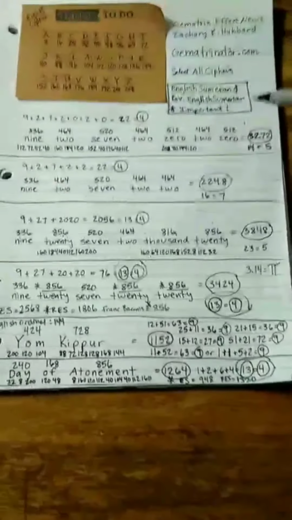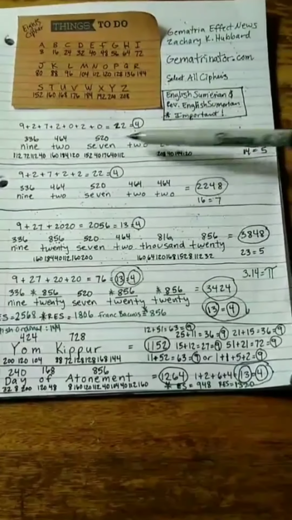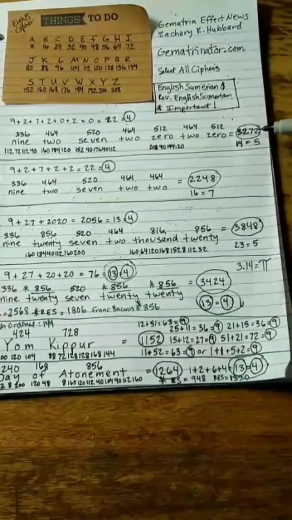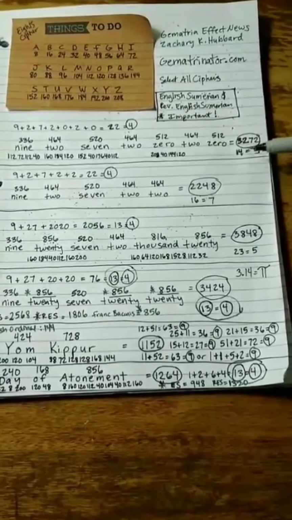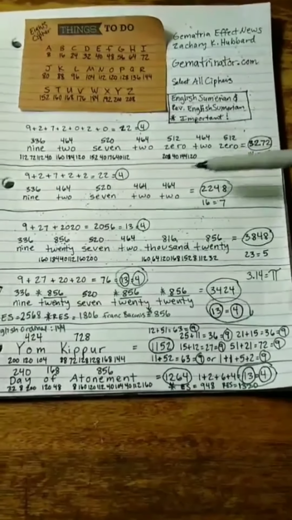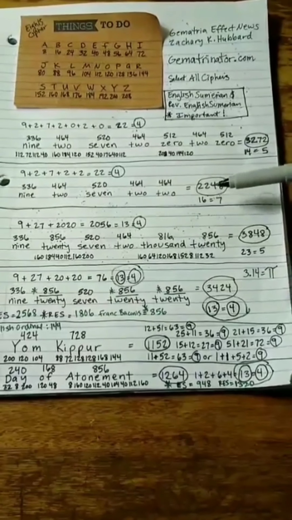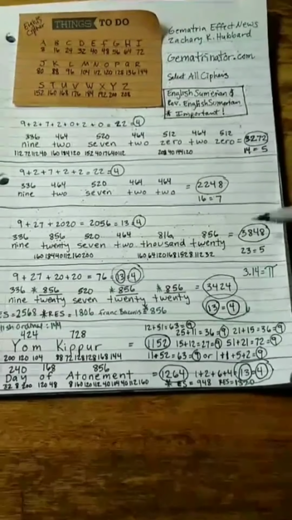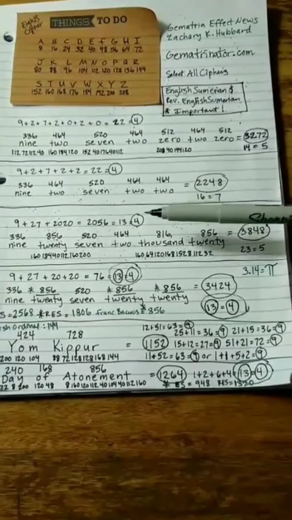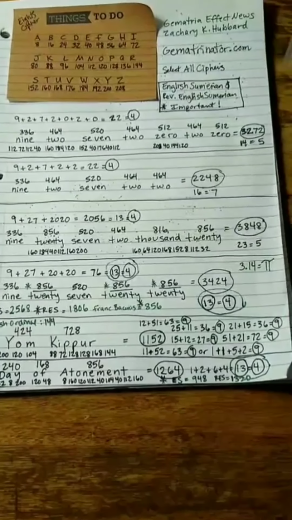All right. So what I came up with for the 8th cipher is for this first one here, 3272. So 3 plus 2 plus 7 plus 2 equals 14, and 1 plus 4 equals 5. So 5 was my number there. For the second one, I came up with 2248. 2 plus 2 plus 4 plus 8 is 16. 1 plus 6 is 7. All right. The next one here, 9 plus 27 plus 2020, but I wrote it out as 2020 equals 3848.